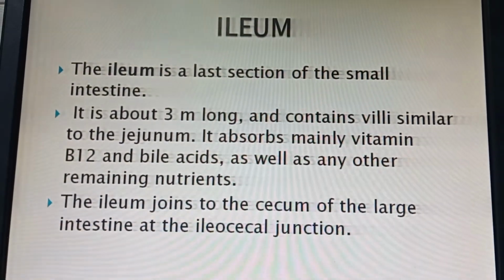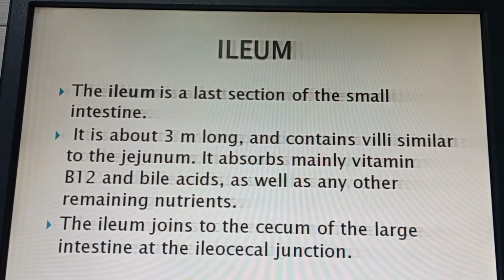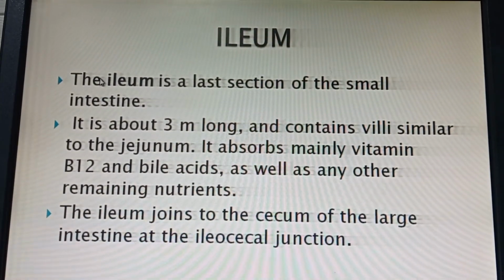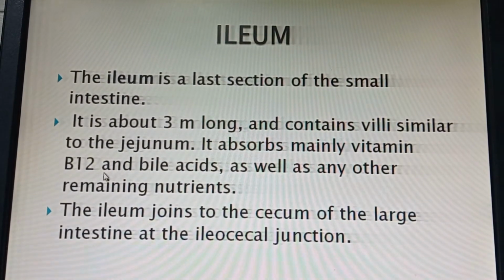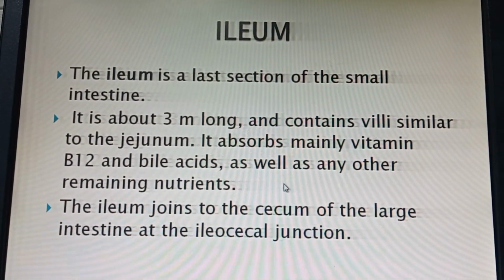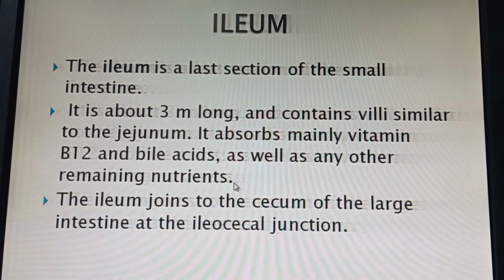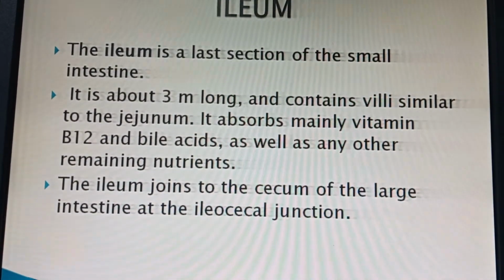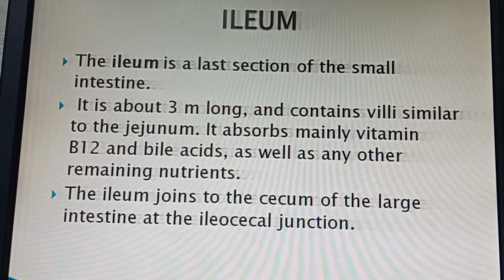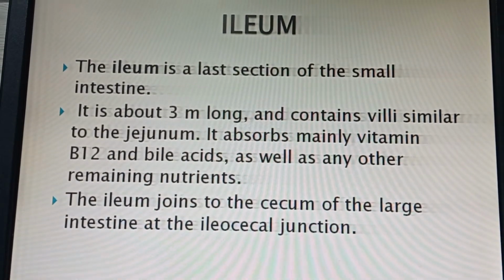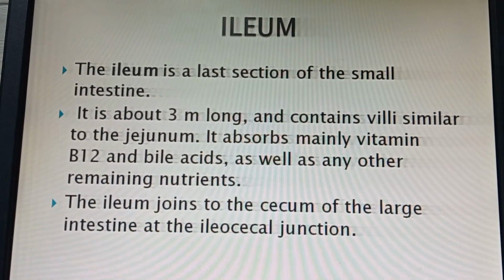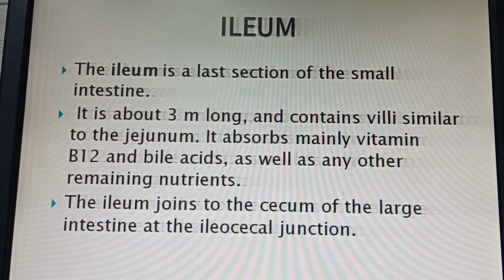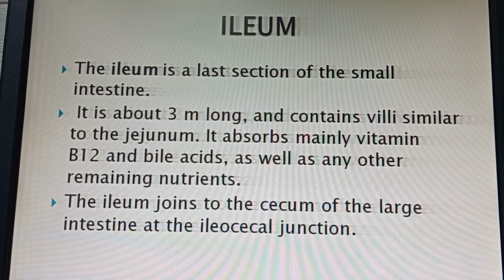Ileum. The ileum is the last section of the small intestine. It is about 3 meters long and contains villi, which help in absorption. In the ileum, absorption of vitamin B12 and bile acids takes place, along with other remaining nutrients. Most of the absorption takes place in the jejunum, but any remaining nutrients, vitamin B12 and bile acids are absorbed in the ileum, which then joins the cecum. The cecum is a part of the large intestine at the ileocecal junction or ileocecal valve.